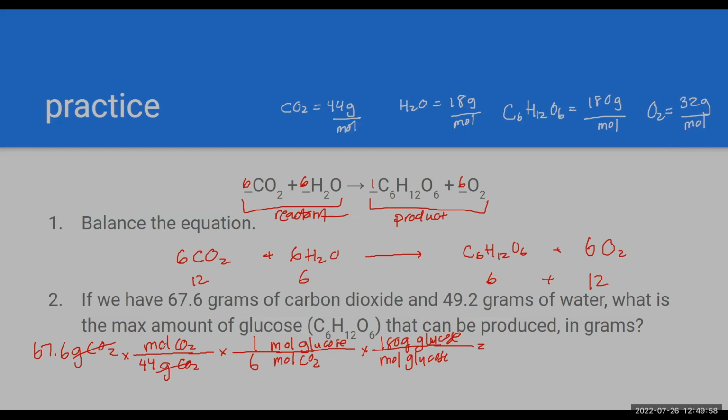And I'm going to do some unit canceling. So I'm going to cancel this one here, cancel these. And then our final units is going to be in grams of glucose. So I'm going to put this into my calculator. If I put all these numbers in my calculator, I'm going to get a final answer of 46.09. If I put that in 3 sig figs, that'll be a total of 46.1 grams of glucose.